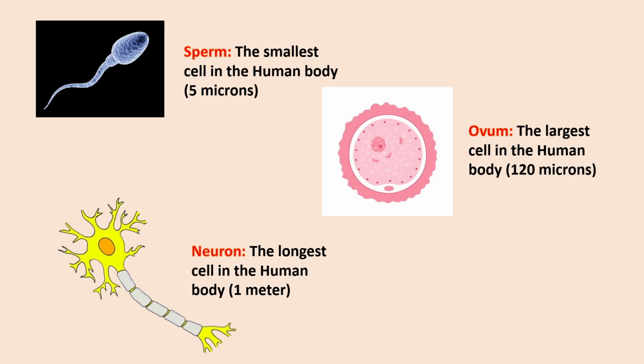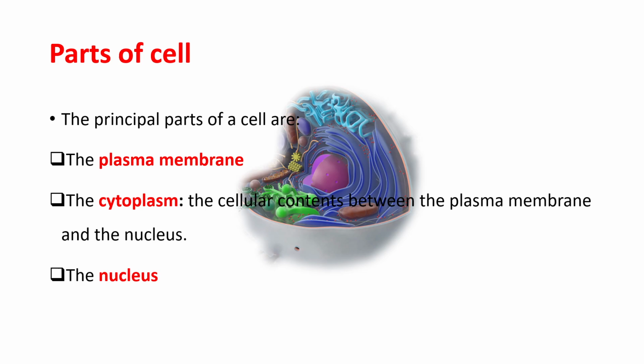So the parts of the cell are divided into three sections. First is the plasma membrane, second is the cytoplasm. The cytoplasm contains the cellular content between the plasma membrane and the nucleus, and the third part of the cell is the nucleus. Let's start with the plasma membrane.